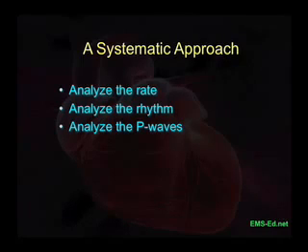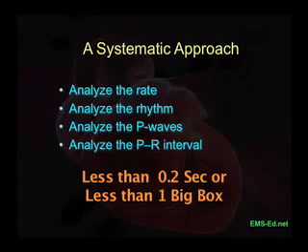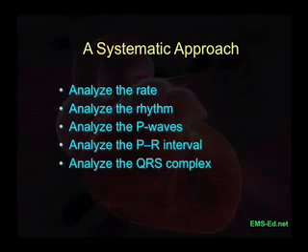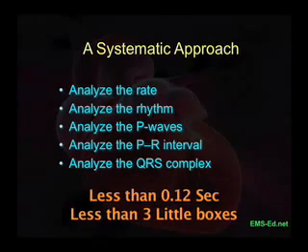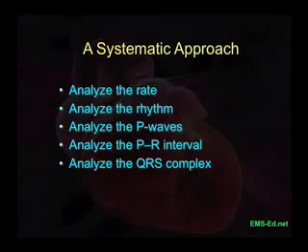Analyze the P waves. Are there P waves? Do we have a P wave for every QRS complex? Do we have a QRS for every P wave? Analyze the PR interval. Is the interval within normal parameters in length? Is the length constant? Analyze the QRS complex. Is it wide or is it narrow? Does it contain a physiological or pathological Q wave? Does it contain a delta wave? Again, sometimes things that are more germane in the setting of a 12-lead acquisition than in a single lead.